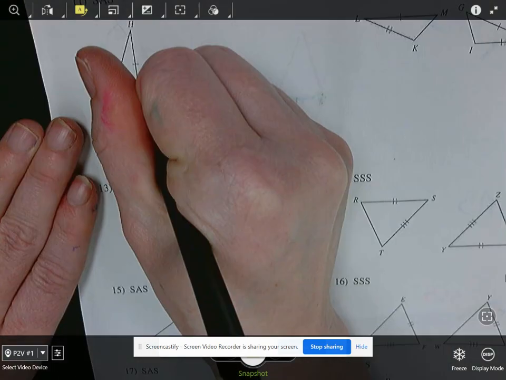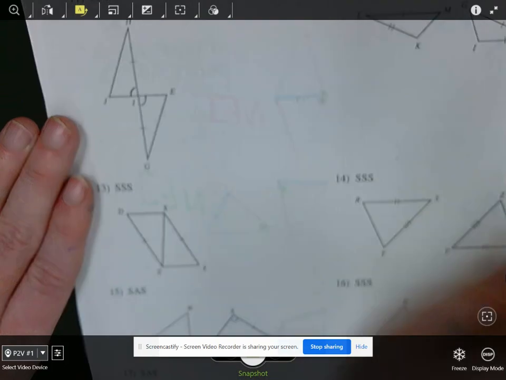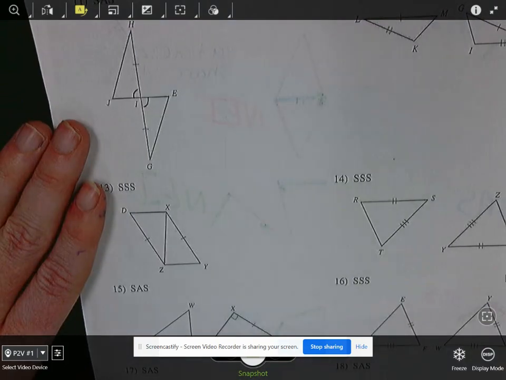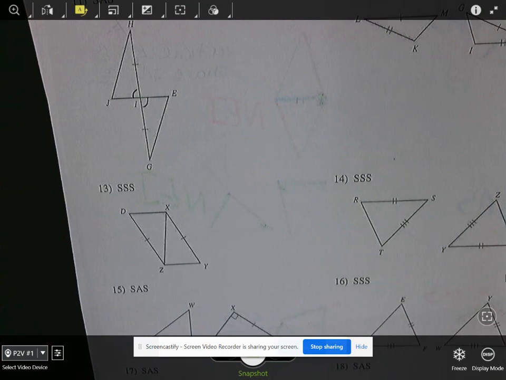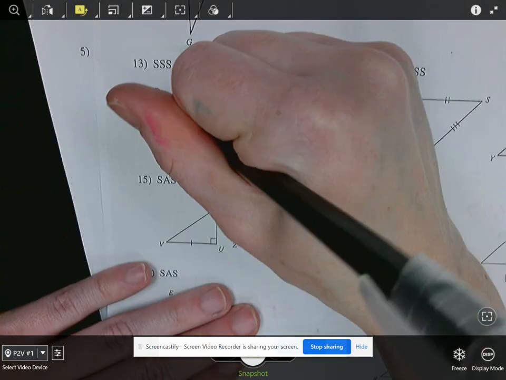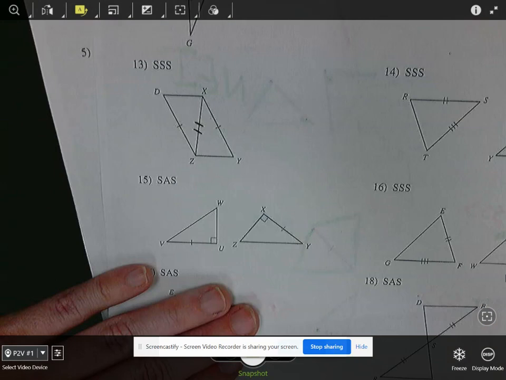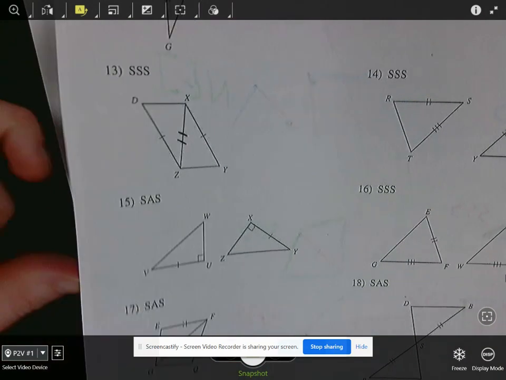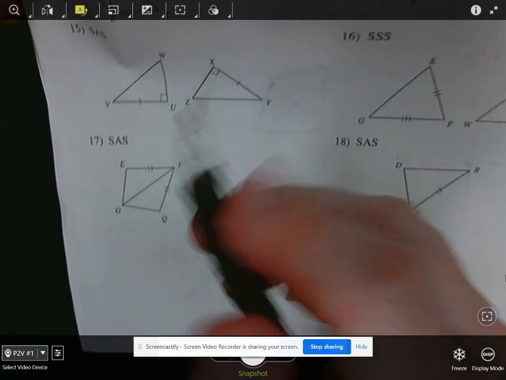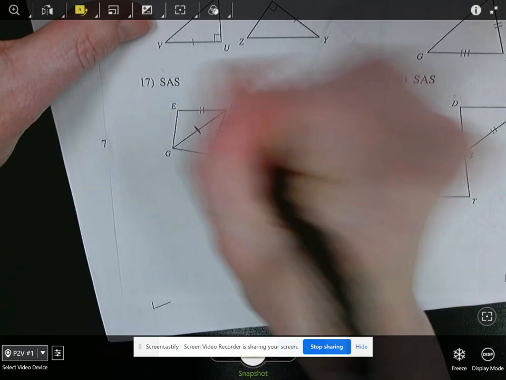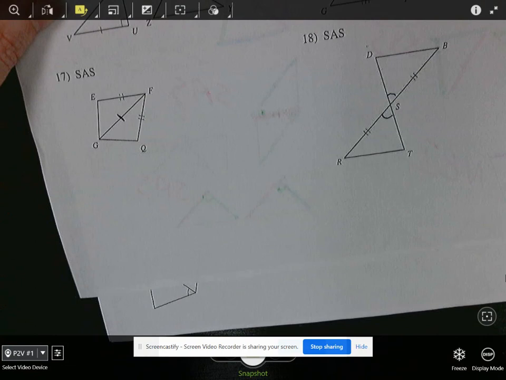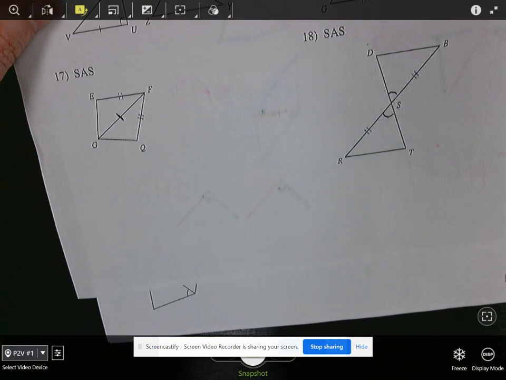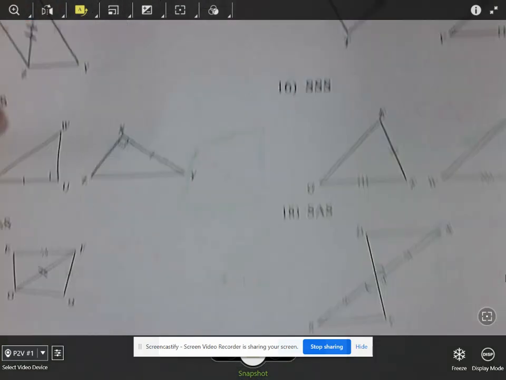So I can mark these 2 angles congruent without them having to tell me they're congruent because I know they're congruent already. And then on number 13, I can go ahead and mark this side congruent without them telling me it's congruent because they share a side. Number 17, they share a side. And number 18, there's a pair of vertical angles there. So I can mark those congruent. So none of those things had to be marked. I can mark them myself.